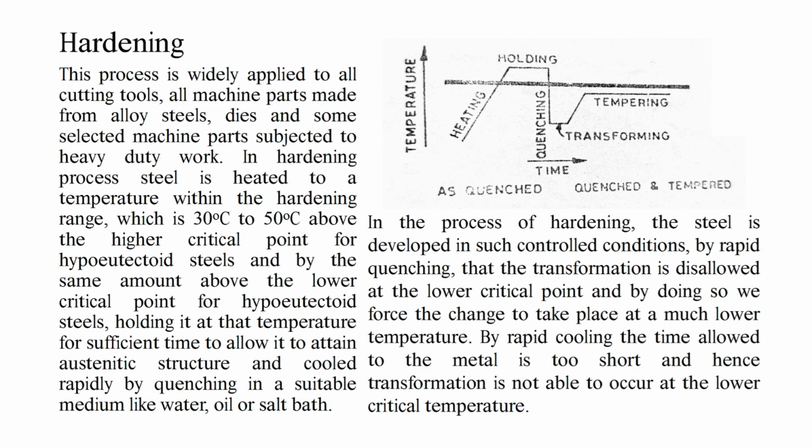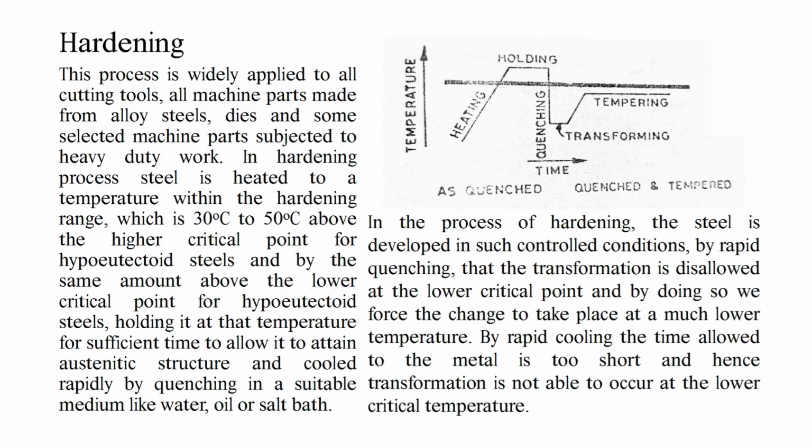This process is widely applied to cutting tools, machine parts made from alloy steels, dies, and heavy-duty components. In hardening, steel is heated to a temperature within the hardening range, that's 30 degrees Celsius to 50 degrees Celsius, above the higher critical point for hypoeutectoid steels, and the same above the lower critical point for hypereutectoid steels. It's held to attain an austenitic structure and then cooled rapidly by quenching in a suitable medium like water, oil, or a salt bath.